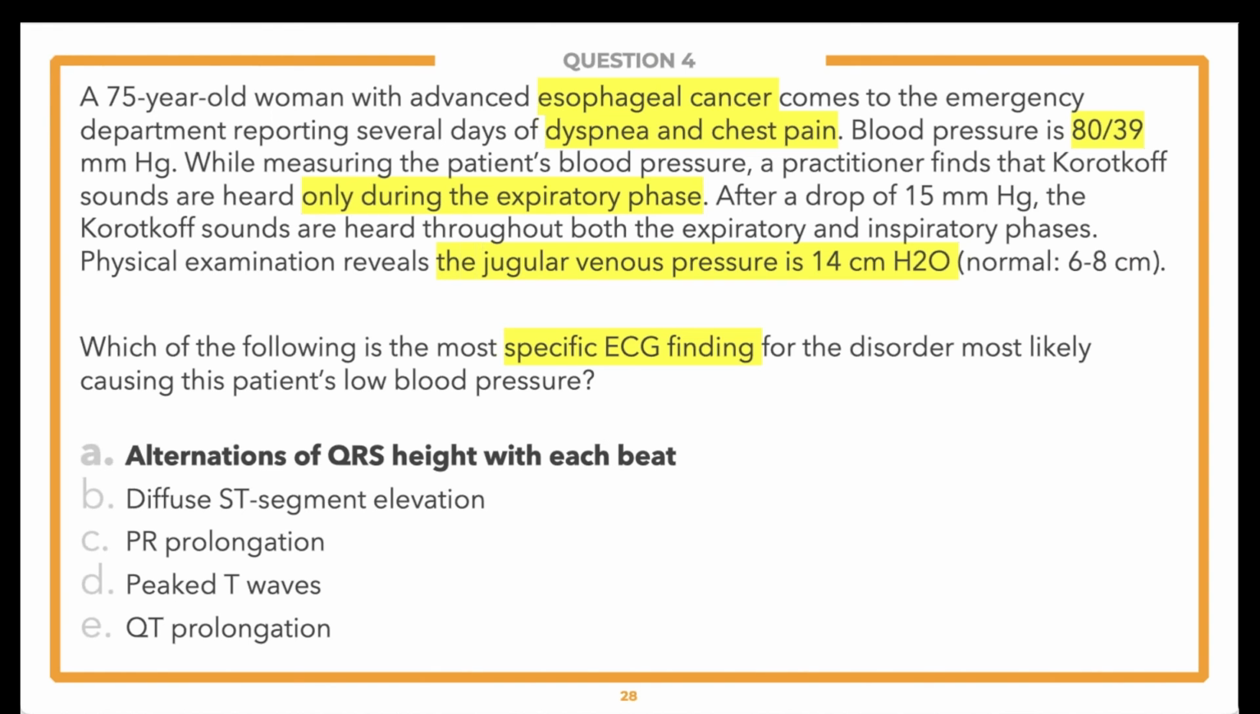So that is pulsus paradoxus. So here they have 2 of the Beck's triad with pulsus paradoxus. And that should guarantee you to think about cardiac tamponade as the diagnosis. All right, so that's part 1. Coming up with a diagnosis, a big part 1, but it's part 1.